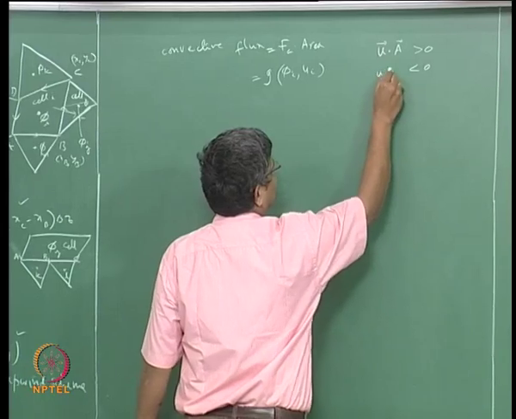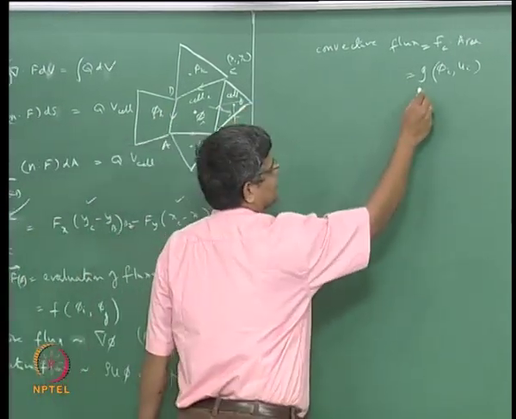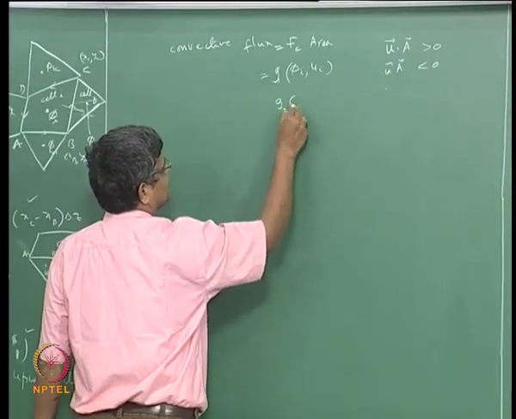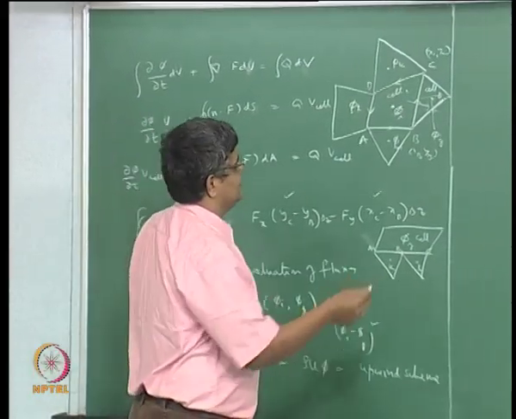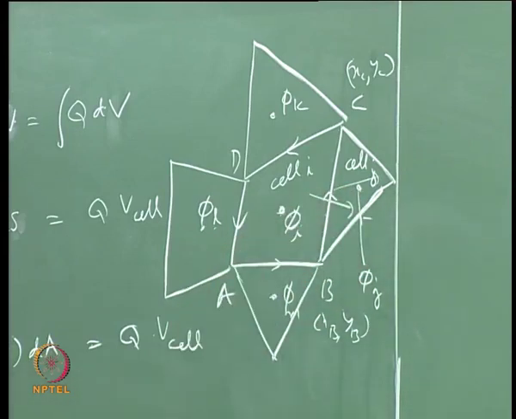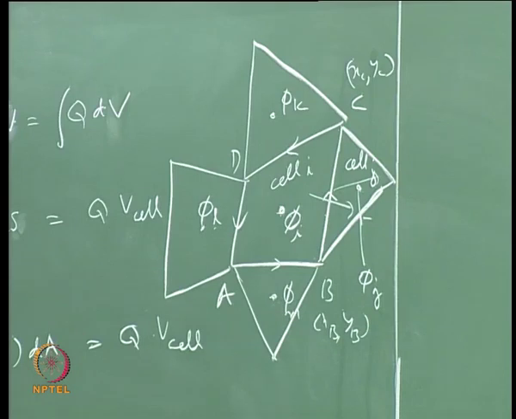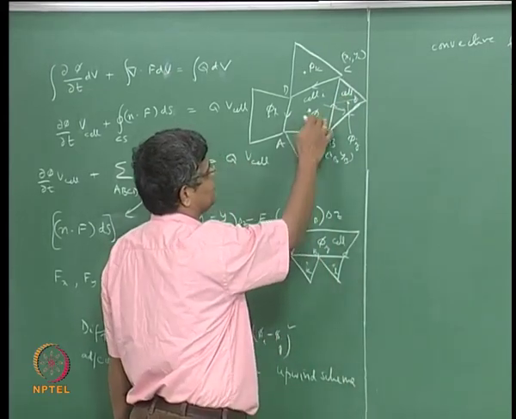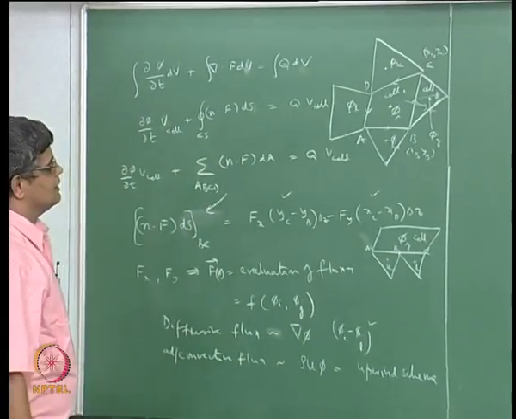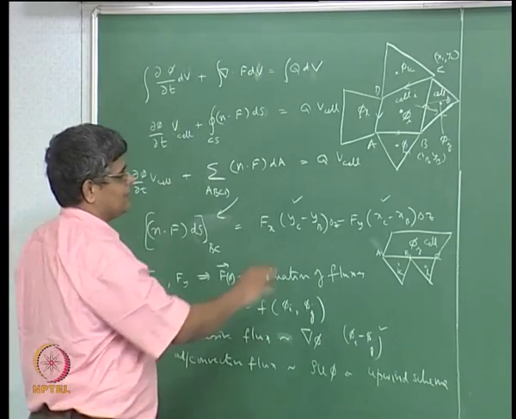And if u dot A is less than 0, then the flow is coming from this side, and in which case the flux should be based on phi j and u j. In that sense we can make sure that the upwinding is honored here, where convective flux can go from left to right or right to left depending on the local velocity. This is probably the simplest way of evaluating the convective flux in a finite volume method on an unstructured mesh.